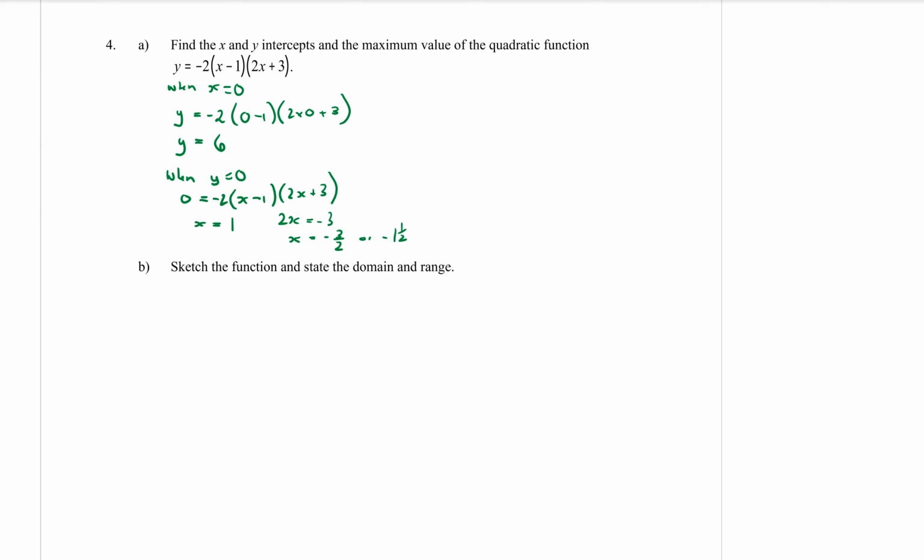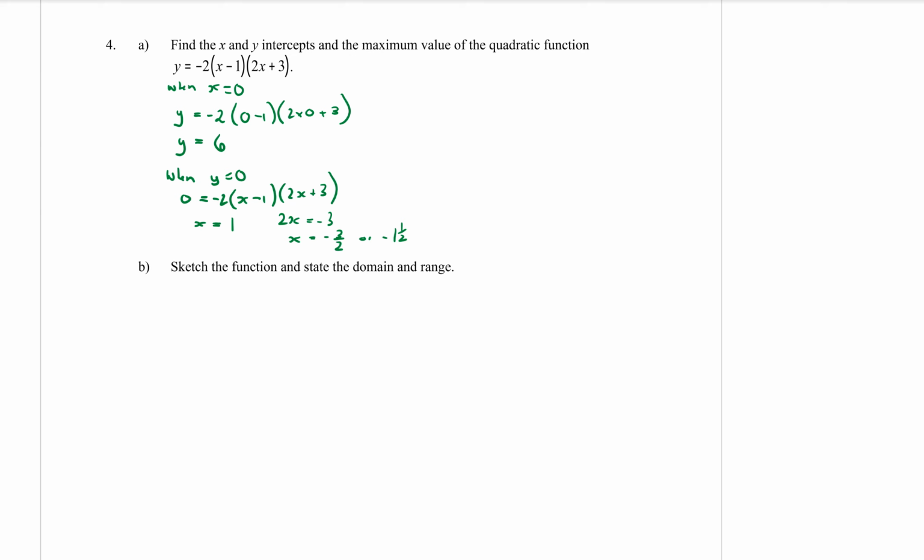Okay, we have found the intercepts. It's said to also find the maximum value. That is going to be the turning point. Because this has a negative sign in front of it, this is going to be a concave down parabola. So that turning point is going to be the maximum value that it gets to. So we need our axis of symmetry.